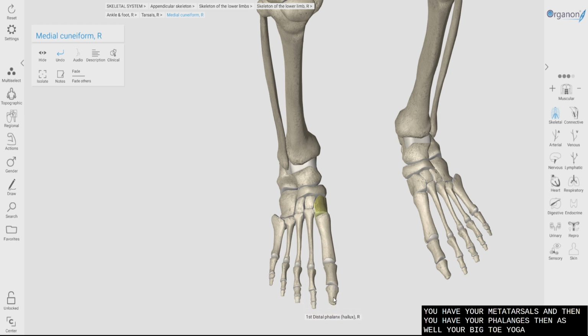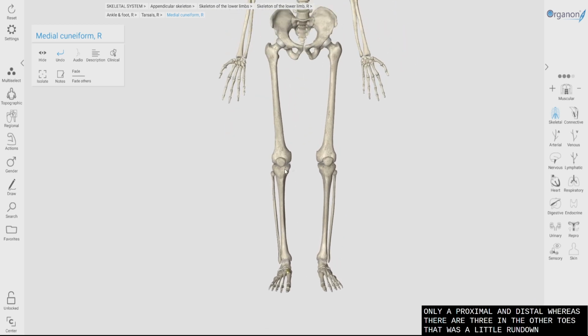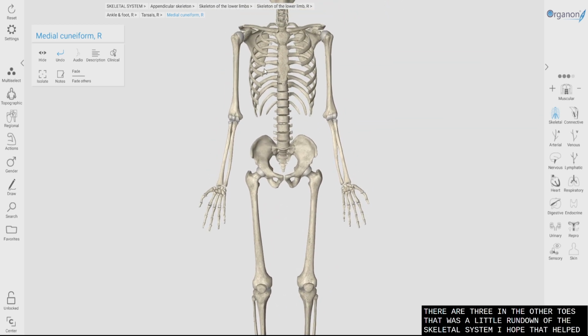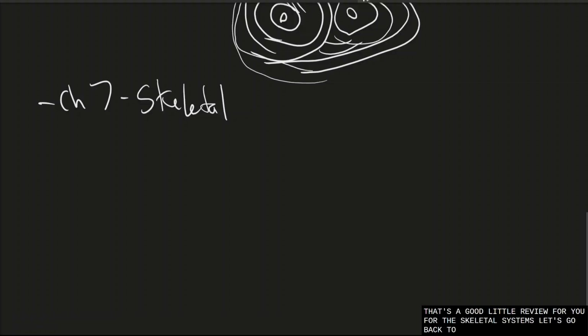And your big toe, again, only has two, only a proximal and a distal, whereas there are three in the other toes. All right, that was a little rundown of the skeletal system. I hope that helps you. I know we didn't have a lot of time with the models, so I hope that's a good little review for you for the skeletal system. So let's go back to OneNote now and finish anything else we need to talk about.